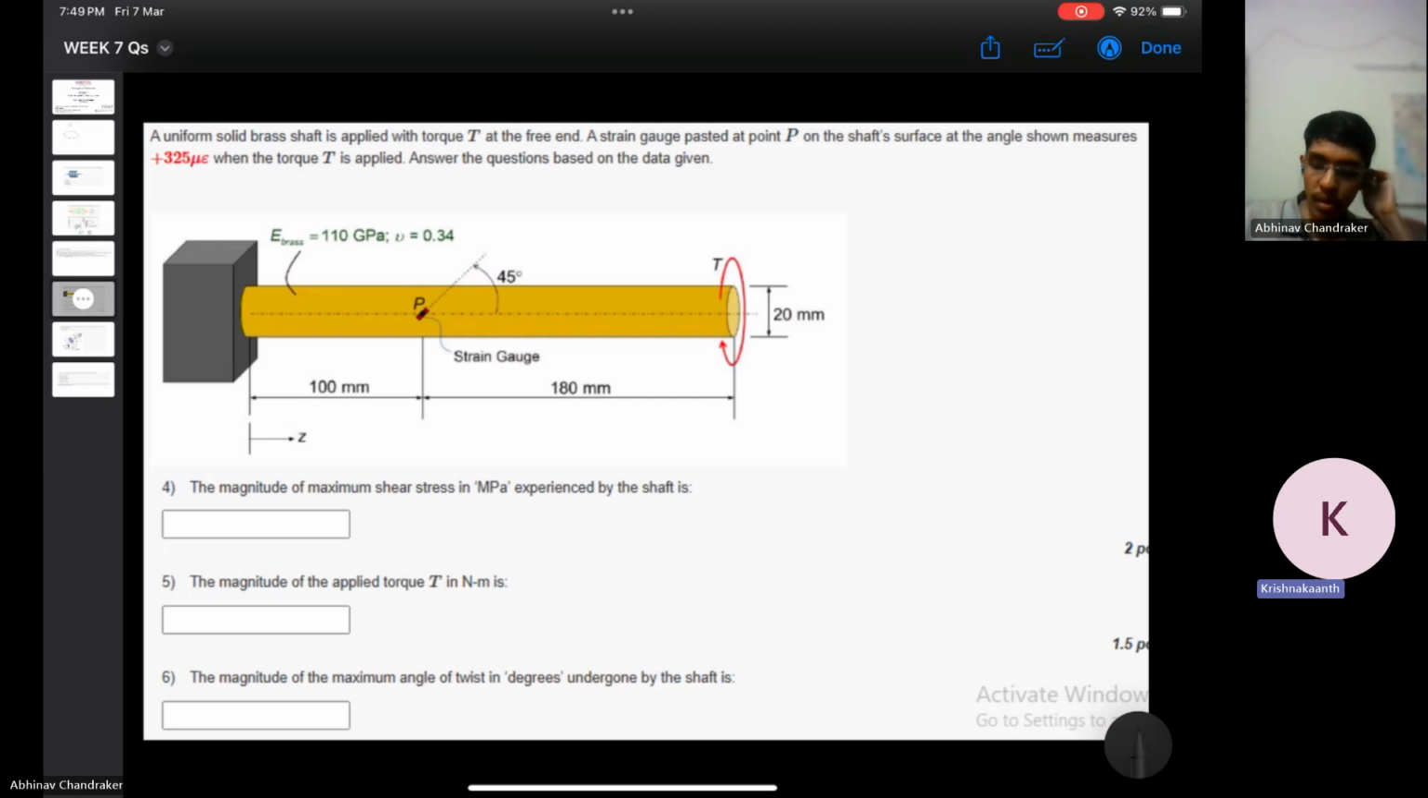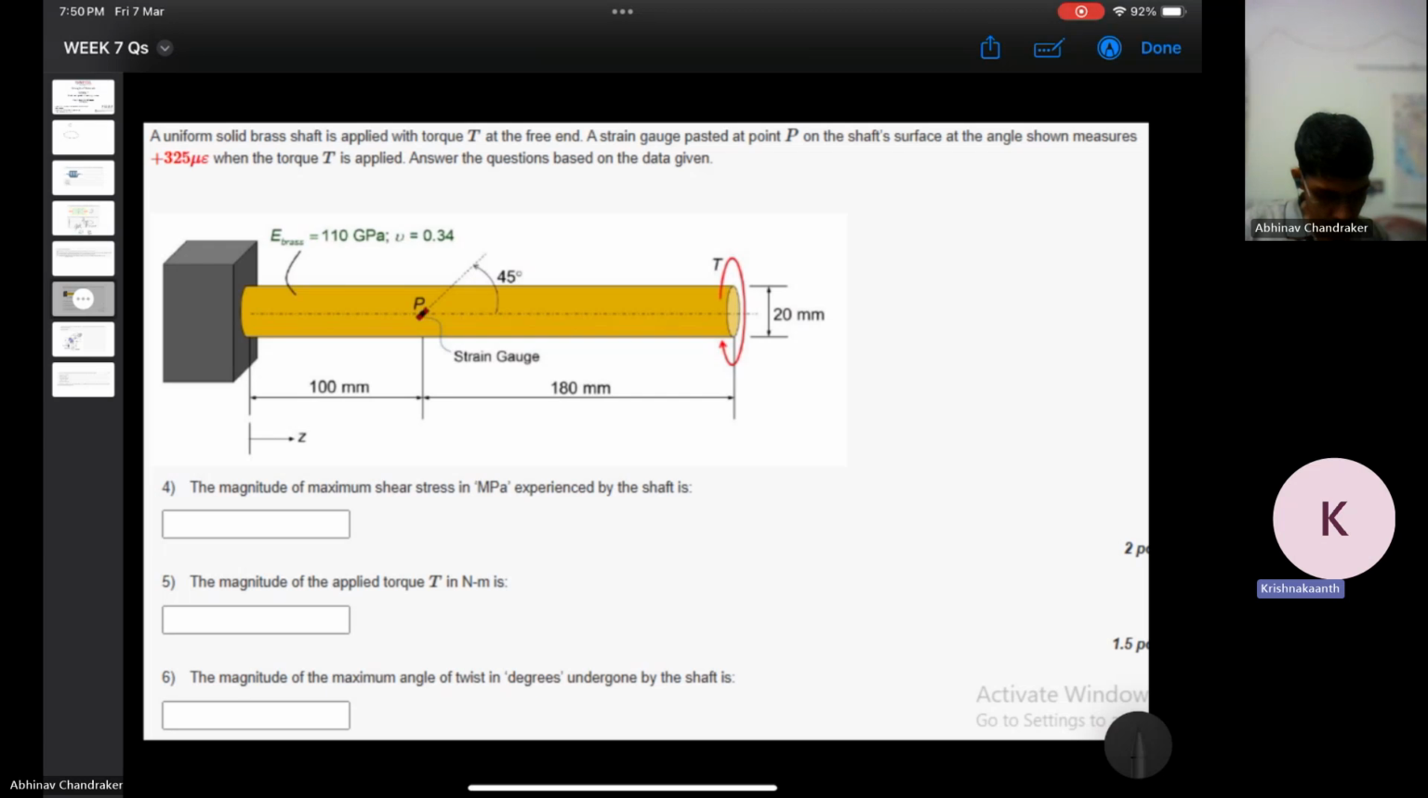A uniform solid brass shaft is applied with the torque T. The free end strain gauge is placed at point P on the shaft surface at the angle shown, 45 degree, and measures plus 325 micro strain when the torque is applied. Answer the following questions based on the data. The magnitude of maximum shear stress in MPa experienced by the shaft.